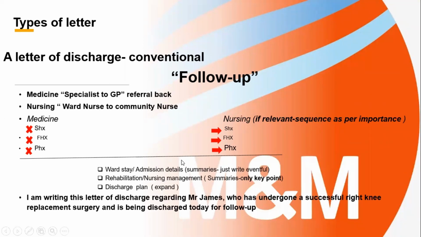In nursing, social, family and past medical history can be written, but conditional on relevance, number one, and sequenced as per importance. We cannot write social history in priority. In most conventional discharge letters, social, family and past medical history might be written at the end, or at the appropriate place as per the requirement of the task.